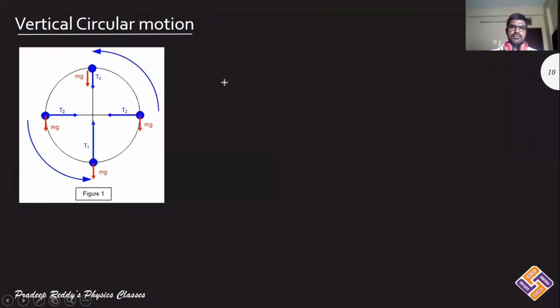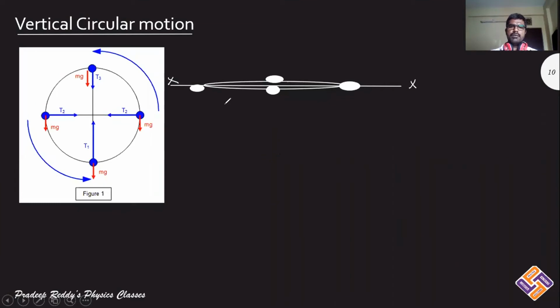Students, in the past few sessions we have discussed horizontal circular motion, like when the object is here, moving in the circular path, the object may be here, or here, or here. This is in the horizontal path. It is completely only along the horizontal path, that is along the x-axis. Vertically there is no change.